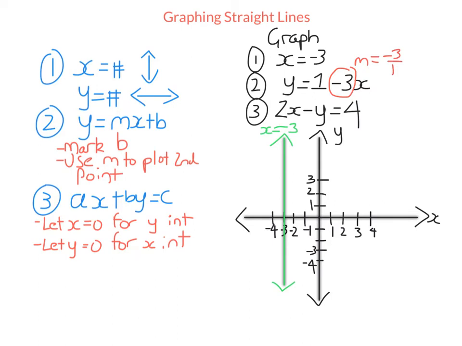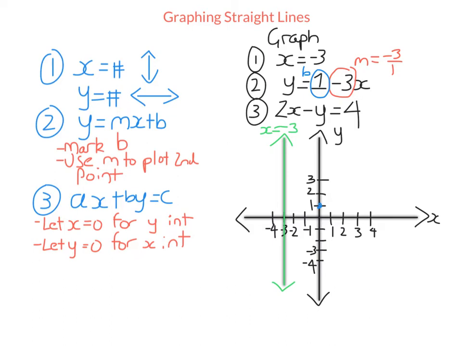The other number by itself, that is b, the y-intercept. This line has a gradient of negative 3, a y-intercept of 1. So using this method, we label the y-intercept, which is 1, there. And we use the gradient to find a second point.